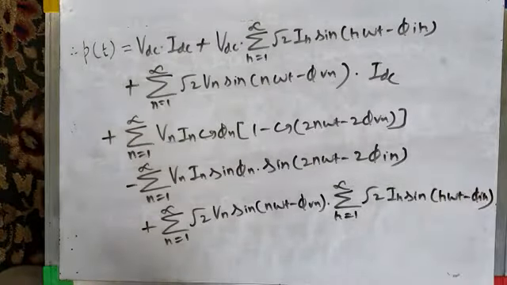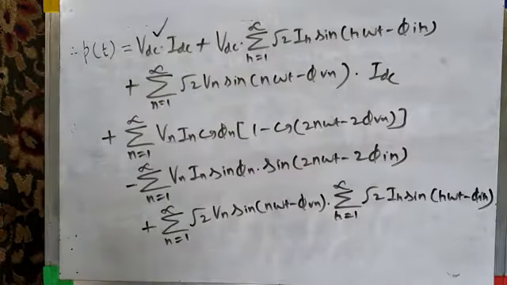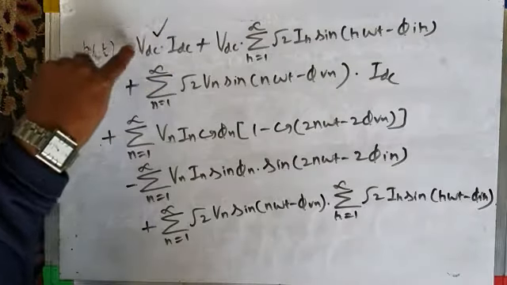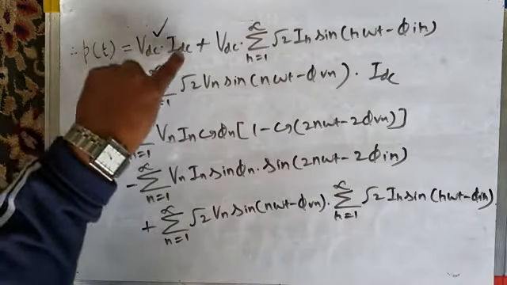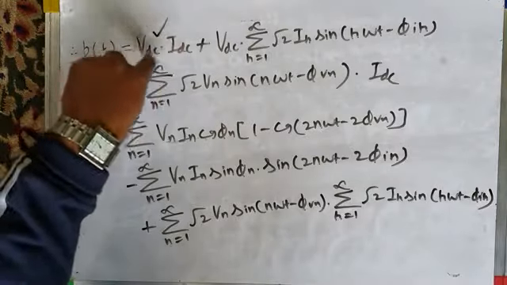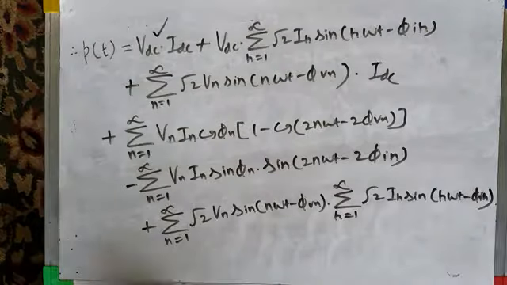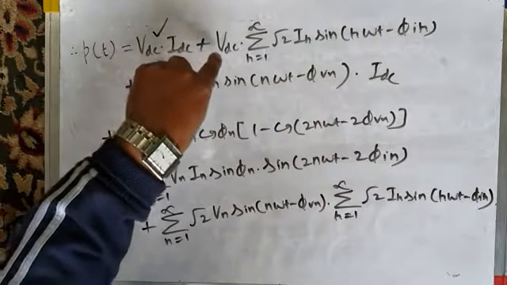This is the mixture of all the terms. I have mixed all the terms. The first term of power is because of offset DC voltage and offset DC current. There is an offset in the applied voltage, and there is an offset in the response current also. So this gives a power term VDC IDC.